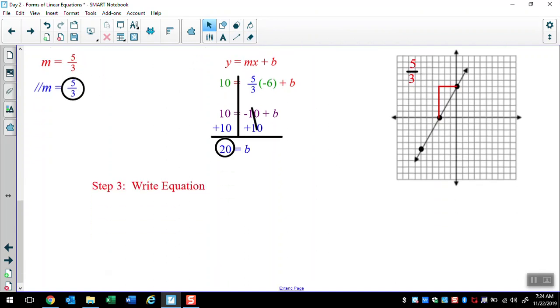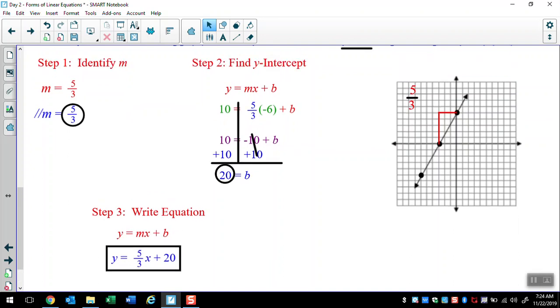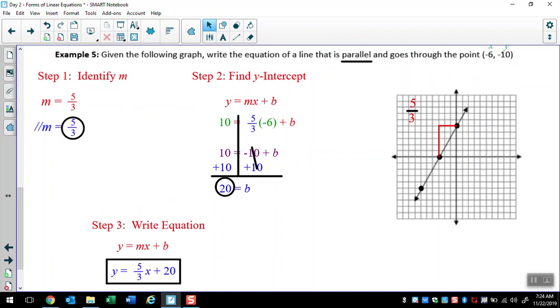So now that I have my slope and my y-intercept, I can do my final step, which is write my equation. So there's my y equals mx plus b. I substitute in my m, substitute in my b, and I have my equation of a line that's parallel to this one and goes through this point.